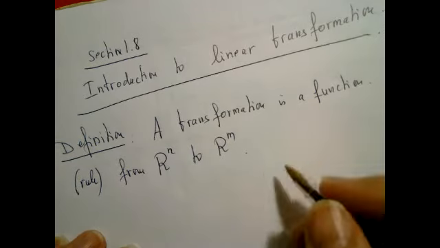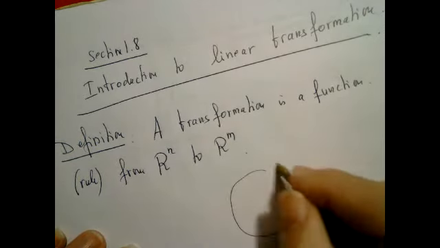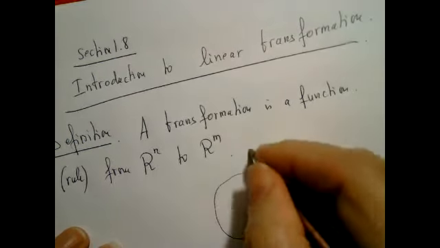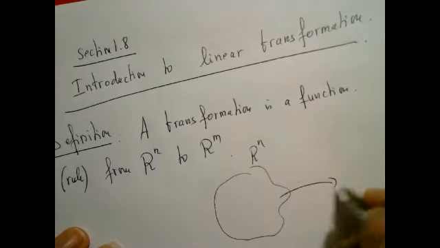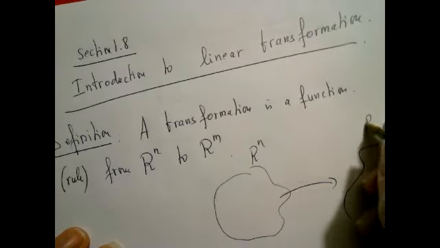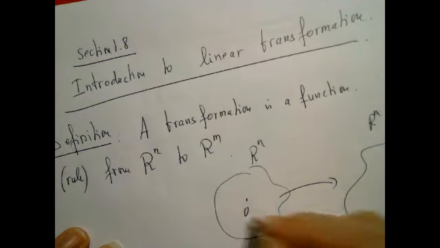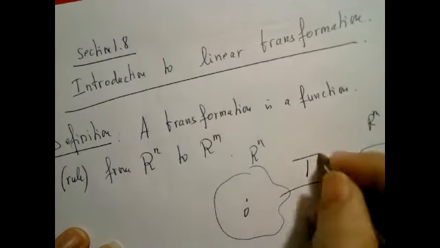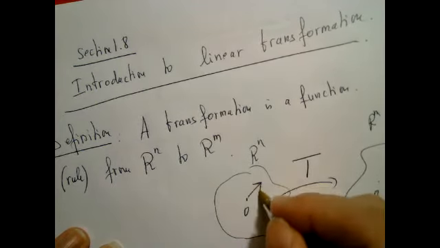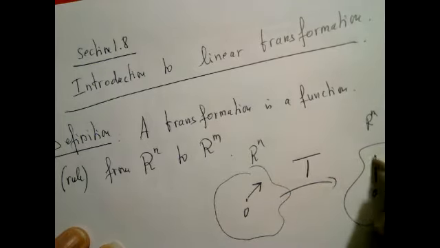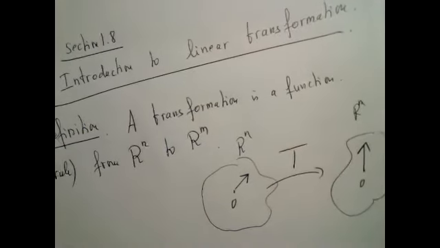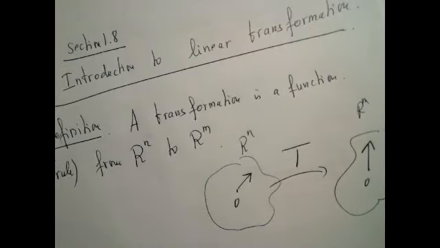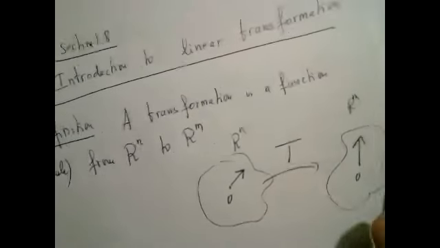So when I see a transformation, I basically see two spaces. One is Rn and one is Rm. That's what I see. There is a 0 in each one of them. And T is something that takes a vector here and associates to it a vector right there. So that's really the picture. It's a little bit more general than what you have seen so far.